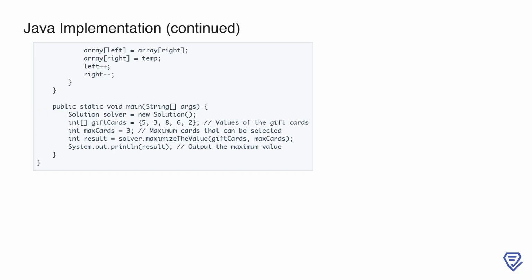The main method demonstrates how to use the solution class. We create an instance of the solution class and define a sample input where the gift card values are 5, 3, 8, 6, 2, and the maximum number of cards we can pick is 3. By calling maximize the value with these inputs, we compute the maximum value that can be achieved under the given constraints. Finally, the result is printed to the console. In this example, the output will show the maximum value of gift cards that can be selected, allowing us to verify the correctness of our implementation.